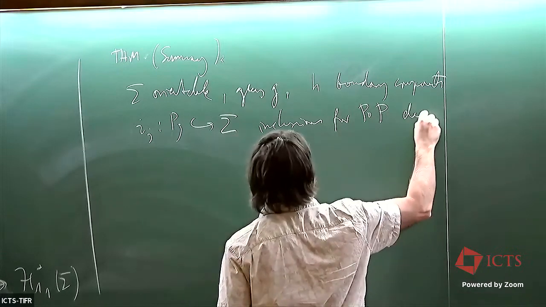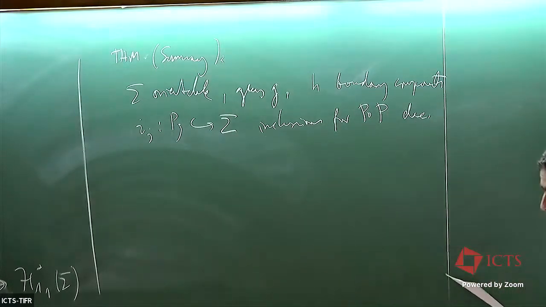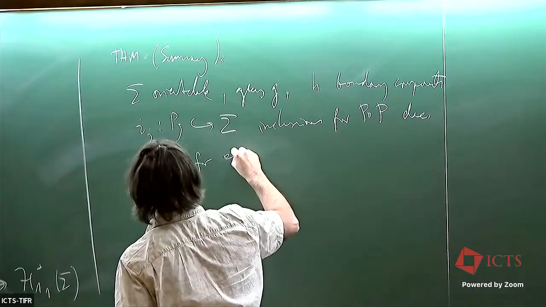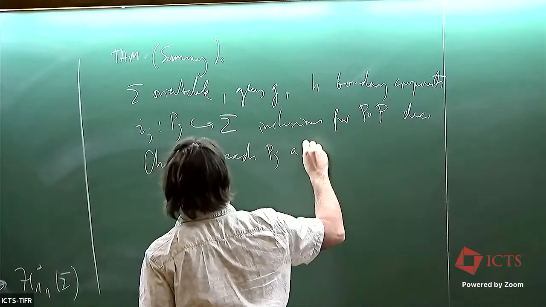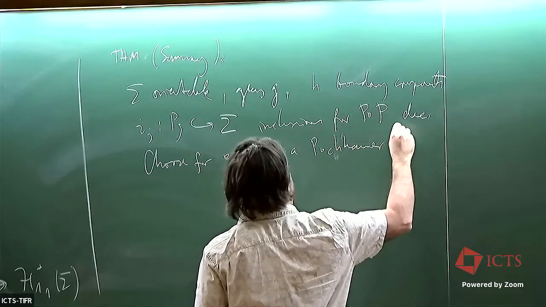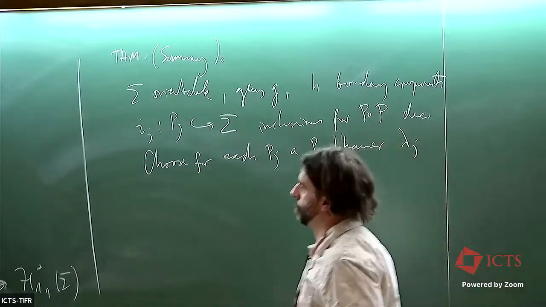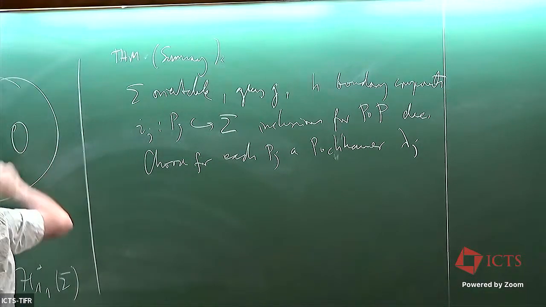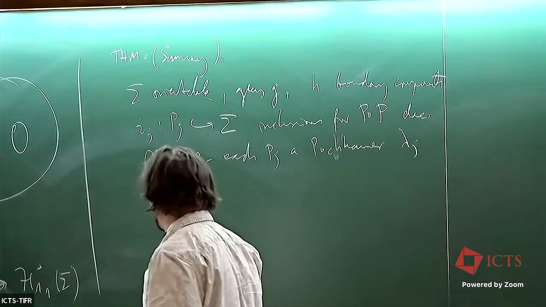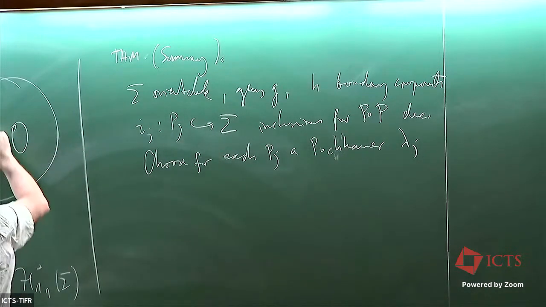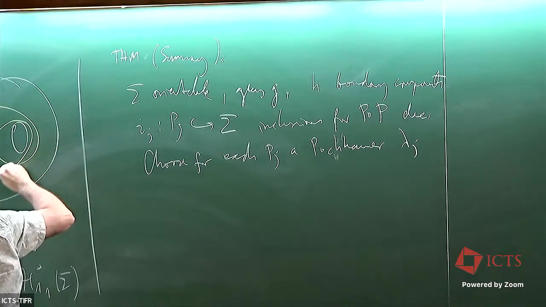Okay, and now choose for each P_j a Pohama curve lambda_j. Okay, so this is what you saw in the picture. So this is a pair of pants. It's a disk with two punctures, and it's this sort of curve that goes like that.